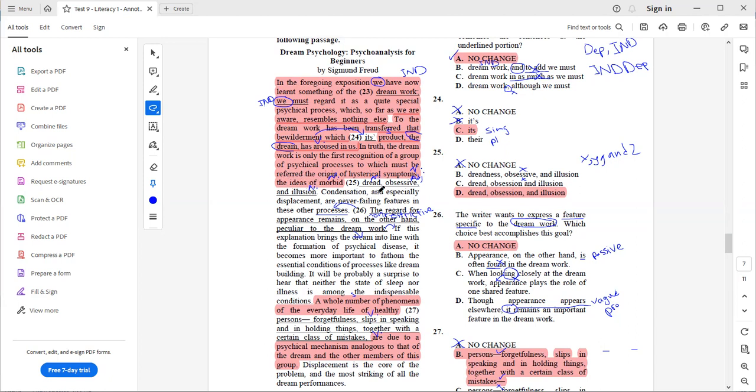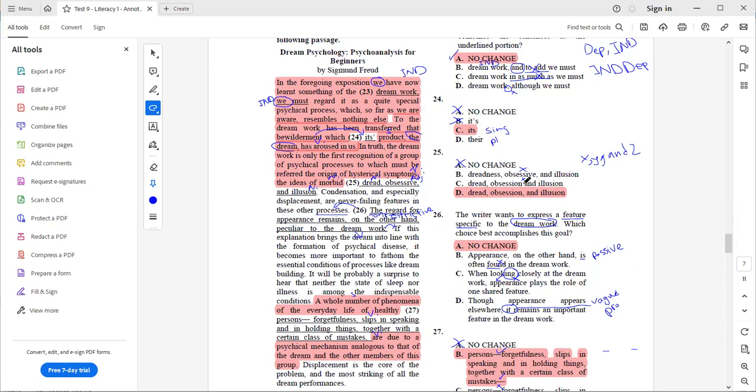Okay. Now we need to find the answer. Read the others. Now we find that there is "and", so we're talking about a list. But if you look at the list, dread is a noun, obsessive is an adjective, and illusion is a noun. So now we don't have a kind of parallelism. Perfect. So we're going to delete A. What about B? Dreadness, obsessive, and illusion. Obsessive also is an adjective, and this is a noun and this is a noun. So this is wrong. What about C?